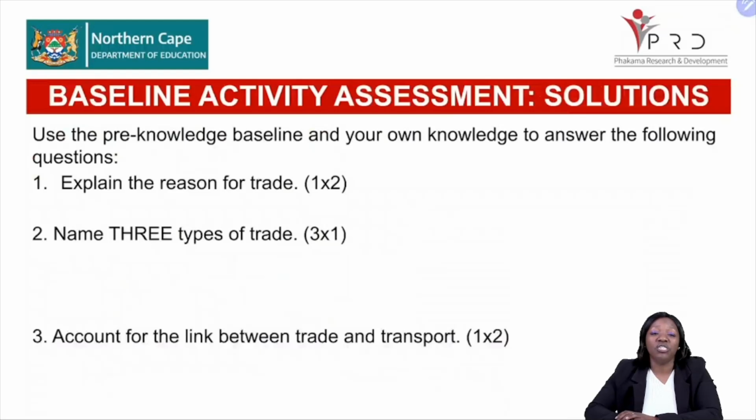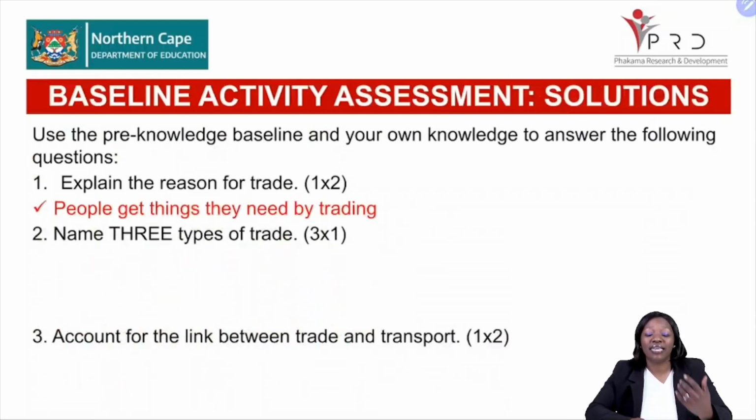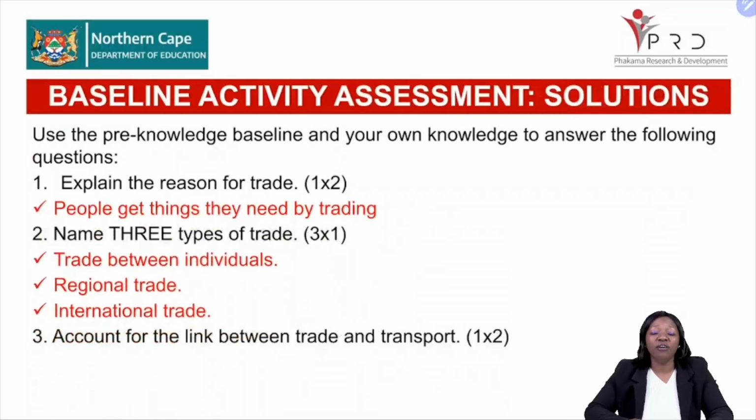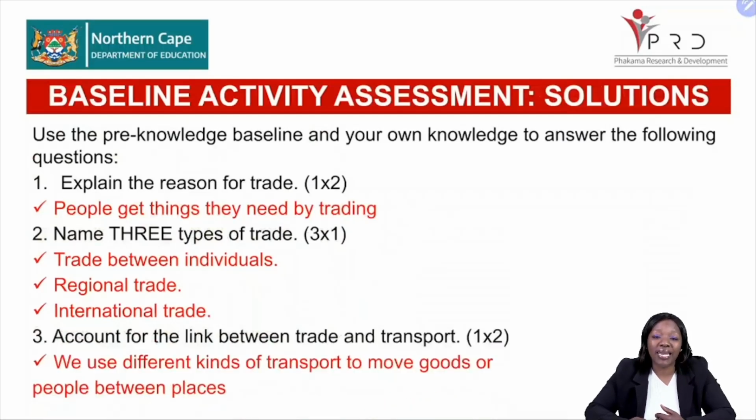Looking at our solutions, our first question is we're supposed to explain the reason for trade. People get things they need by trading. We are selling amongst each other. Then number 2, you give 3 types of trading. We've got the individual trade, the regional trade as well as the international trade. Then number 3, to account, remember you need to explain the link between trade as well as transport. We use different kinds of transport to move goods or people between places. That is the link between the two.